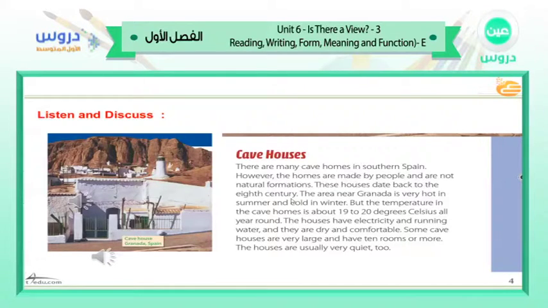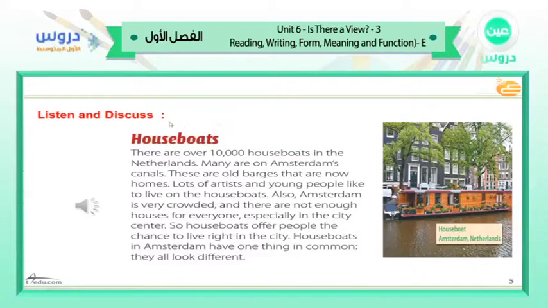Now let's move to the other houses and see what they are about. Well, gentlemen, these houses are about houseboats. There are more than 10,000 houseboats in the Netherlands, in Amsterdam. Wow, my God, they're big houses and a lot of houses. Let's listen to this passage, this listening activity, and then discuss later what it is.